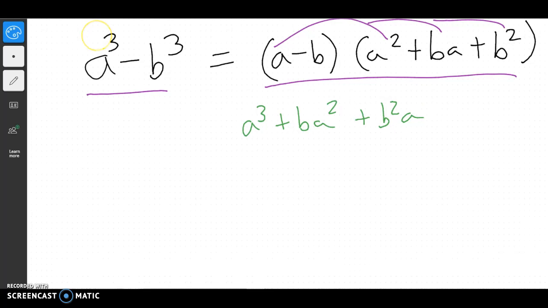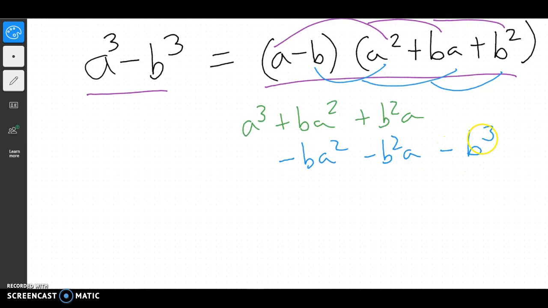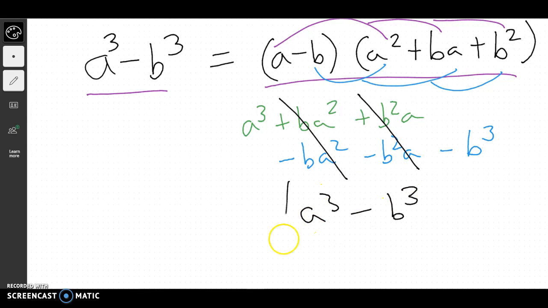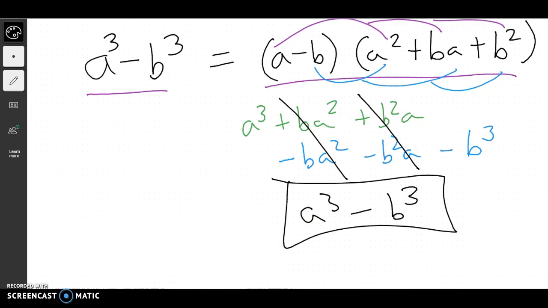And let's FOIL this other side. This would give me negative b a squared, negative b squared a, minus b cubed. And hopefully, as you can see, since I offset these a little bit, this would cancel with this, and this would cancel with this, leaving a cubed plus b cubed. So as you can see, this thing is going to work every single time for us.